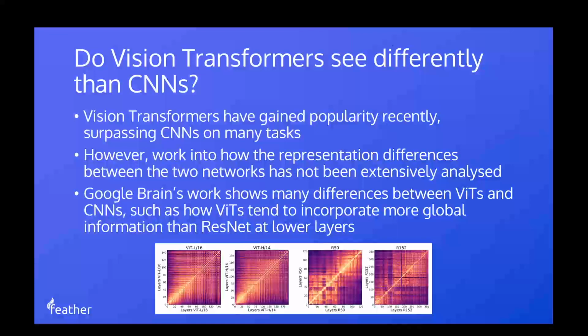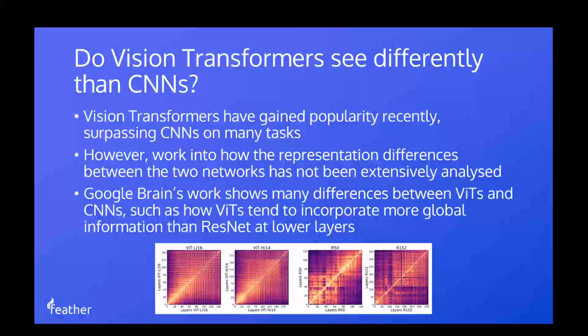One key difference is how ViTs tend to incorporate more global information than ResNet and CNN based architectures at lower layers. Now, interestingly, skip connections are more important in ViTs too than in CNNs, which is kind of funny considering the premise of ResNet is these residual connections. They do have other findings, so visit the paper for a full list and a comprehensive overview. This image here is basically a visualization of the layers with vision transformers and CNNs.